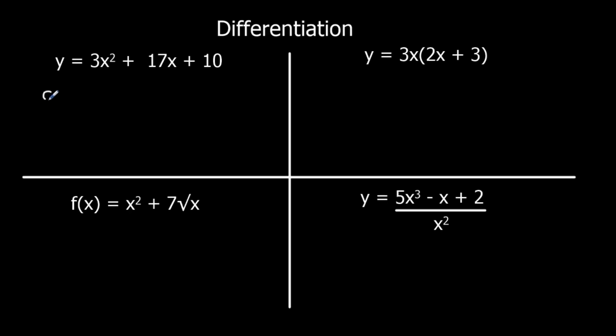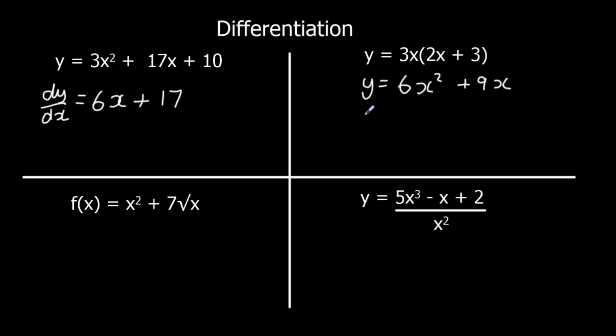Okay, here the first one, we've got dy dx, following the same process, times by the power, take 1 off the power. So 6x plus 17. Here we've got to expand the bracket first. So that will give us 6x squared plus 9x. And then we differentiate. Same process again, times by the power, take 1 off the power.